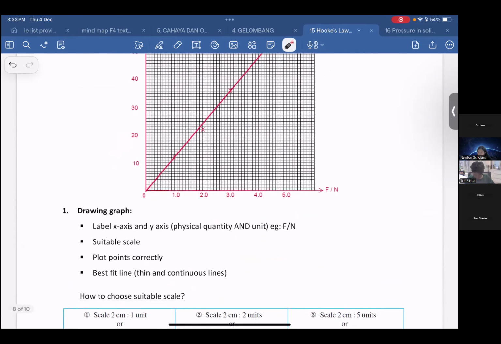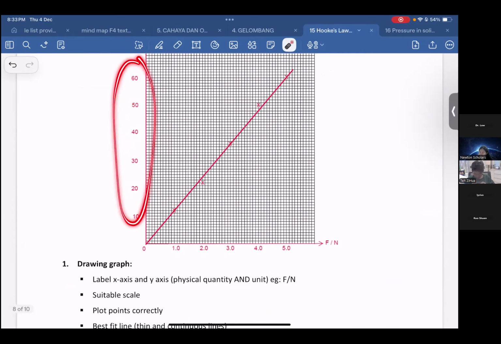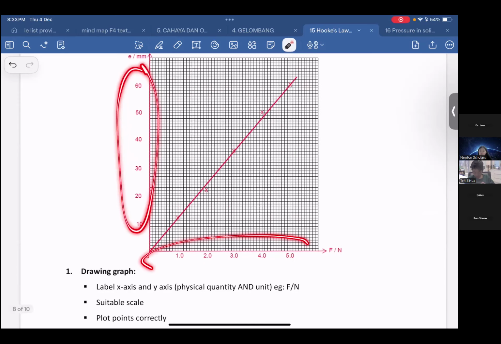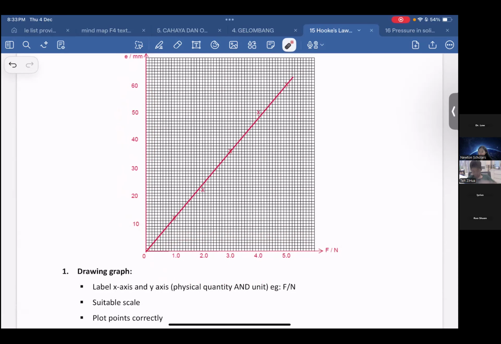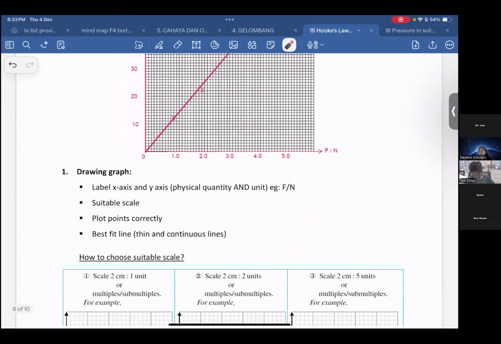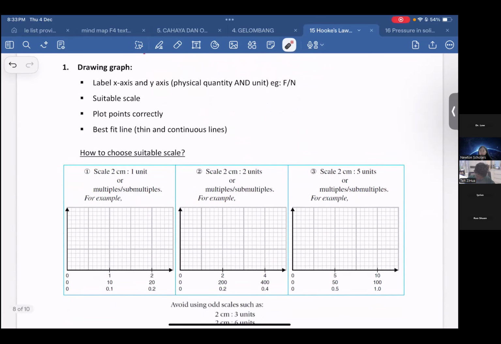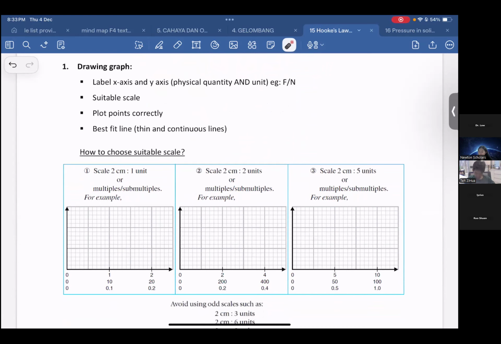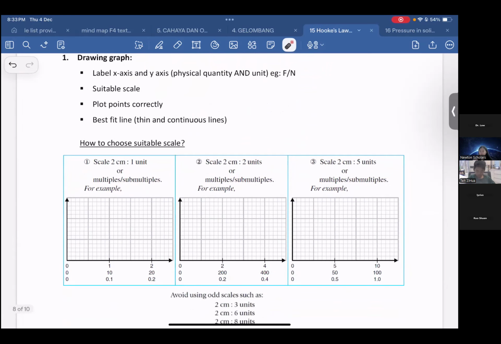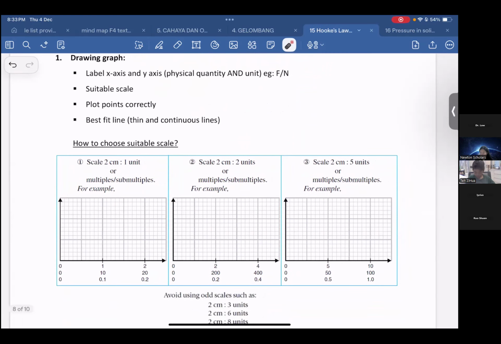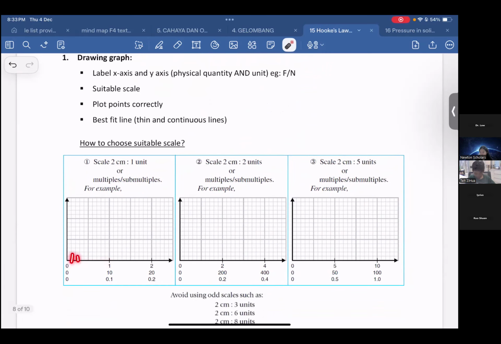Second point, we need to label the scale. This is the scale, and the scale must be suitable. So how do I consider a suitable and easy plotting scale? I want you to have this habit. When you count 10 small boxes, in the exam that is roughly 2 cm. This one is 2 cm. Every 10 boxes you label like this.